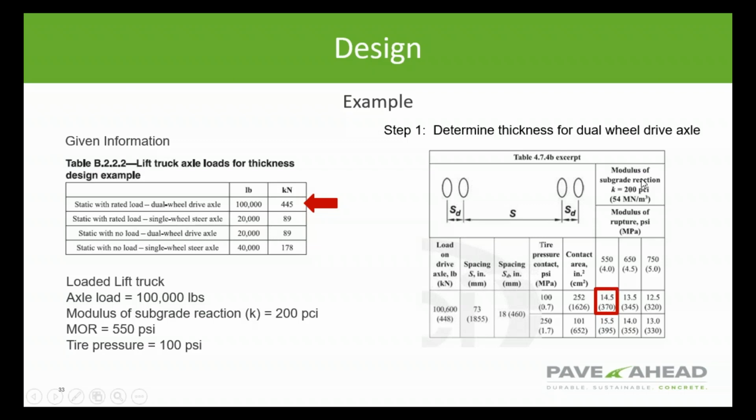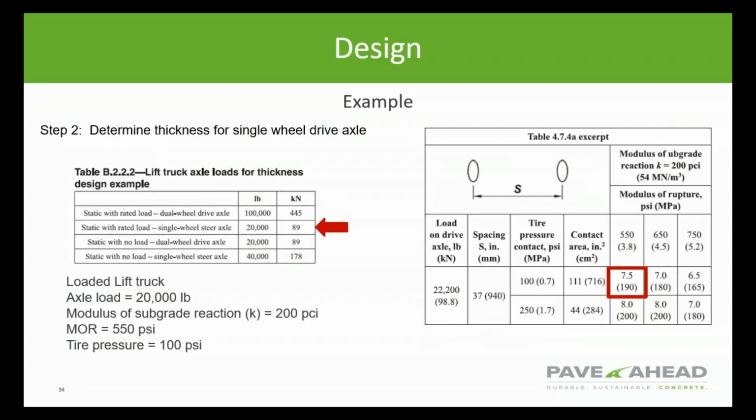So we've got our soil condition here, we have a dual wheel axle, our load, and then our resulting thickness is 14.5 inches. Now we're going to do the same plan, but for a single wheel axle. So we have a static load with an axle load of 20,000 pounds, modulus of subgrade reaction of 200, modulus of rupture of 550, and tire pressure of 100.